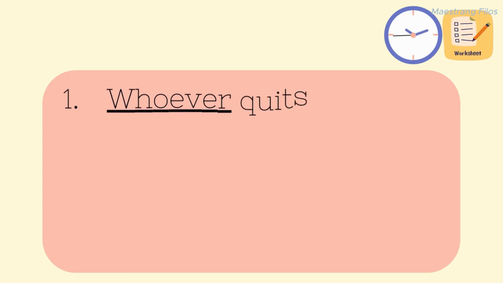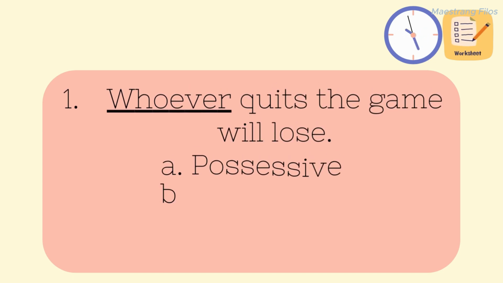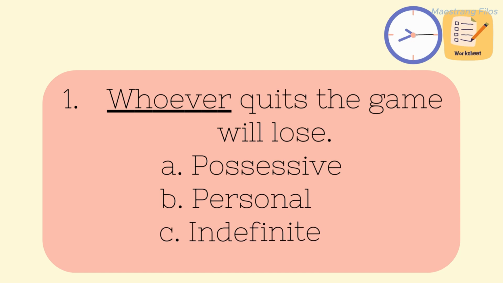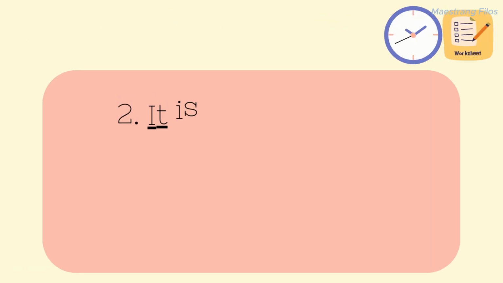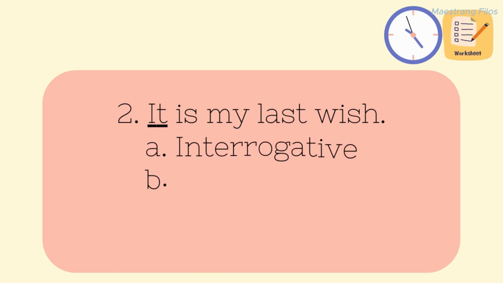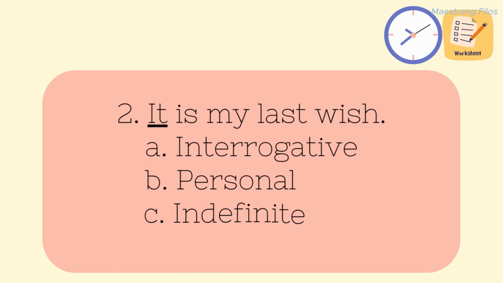Number 1. Whoever quits the game will lose. The underlined word is whoever. What type of pronoun is this? A. Possessive. B. Personal. C. Indefinite. Number 2. It is my last wish. The underlined word is it. What type of pronoun is this? A. Interrogative. B. Personal. C. Indefinite.